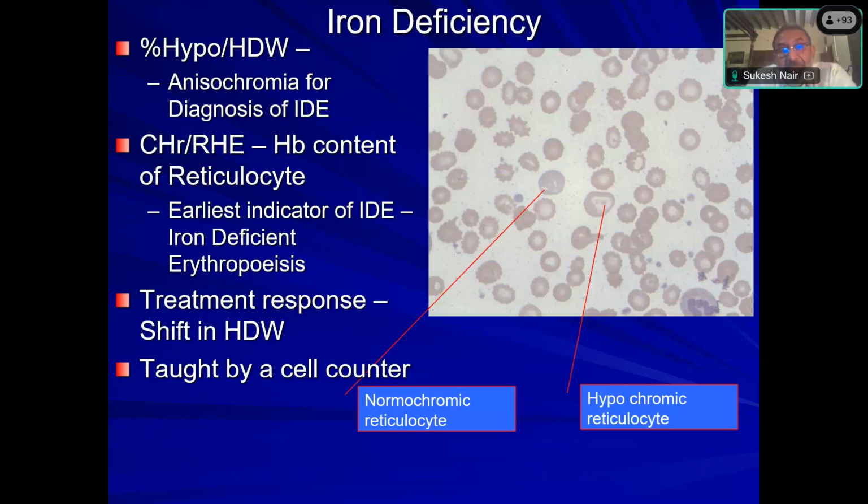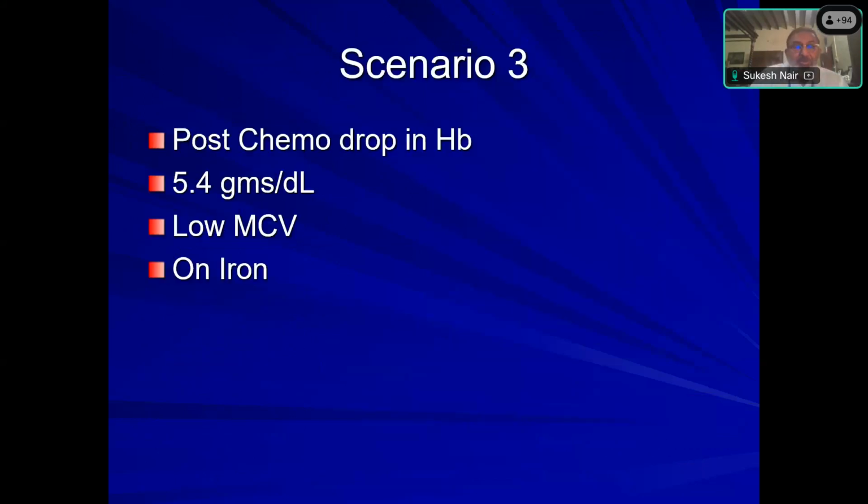THR or RHE is the earliest indicator of iron deficient erythropoiesis. And when the patient starts treatment, and if they are compliant to treatment, that's the most important. Starting treatment is different. Compliant to treatment. So I have got a lot of patients, we call it pants down. I've got a lot of patients pants down when they say that they actually are in treatment, but I know that they're not taking treatment, because when you start treatment, you can see the shift in HCW. And this was all taught by a cell counter. So yes, cell counters are very good morphologists as long as you're able to understand what they're trying to tell you.